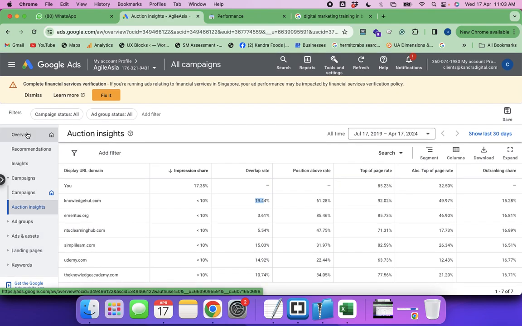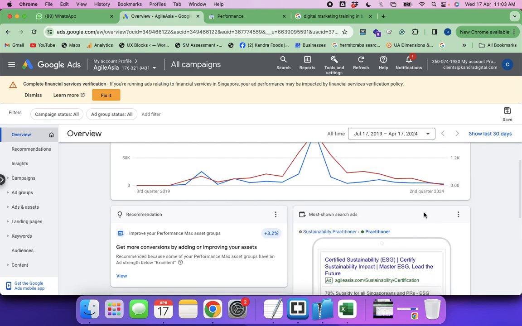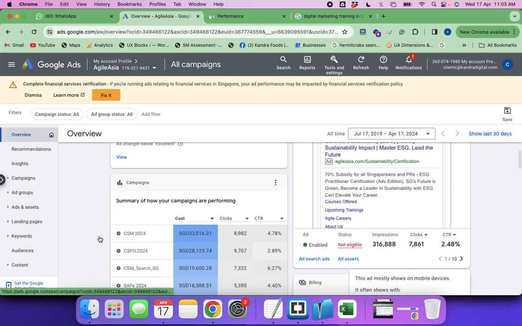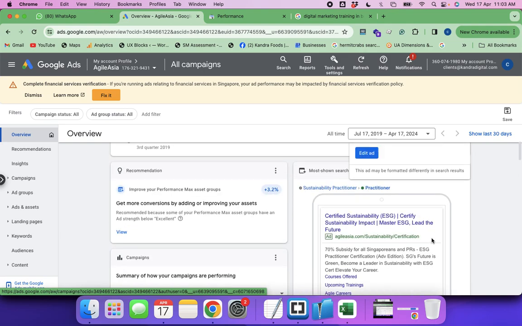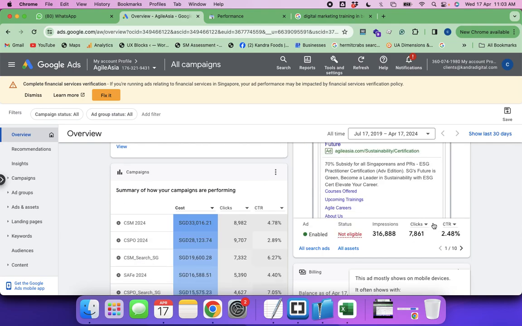Overview. This is the first page that shows up if you are running ads. From here you will be navigating to different sections. This is a quick glimpse of what's happening in your account. We are going to study all of them one by one, here on the left side. It shows which ad is performing best, how many impressions it has received, and how many clicks. This particular piece of information is about a particular ad's status: not eligible currently.